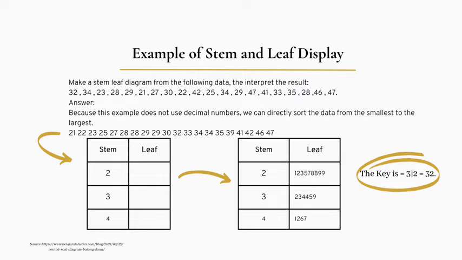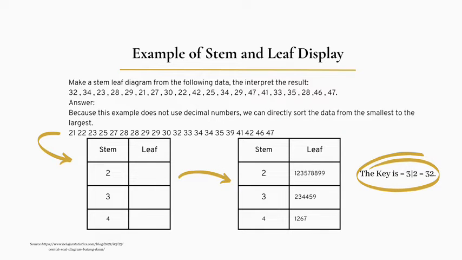Example of stem and leaf diagrams. Example number 1. Make a stem and leaf diagram from the following data and interpret the result. The data is 32, 34, 23, 28, 29, 21, 27, 30, 22, 42, 25, 34, 29, 47, 41, 33, 35, 28, 49, and 47. And the answer is, because this example does not use decimal numbers, we can directly sort the data from the smallest to the largest.